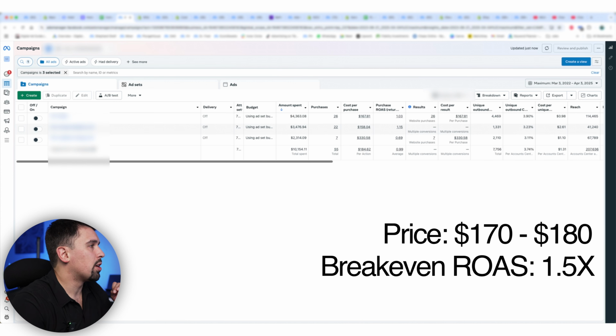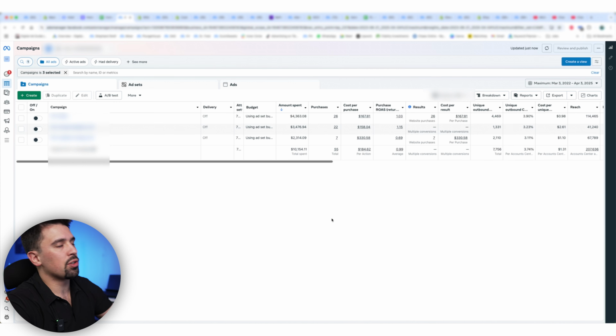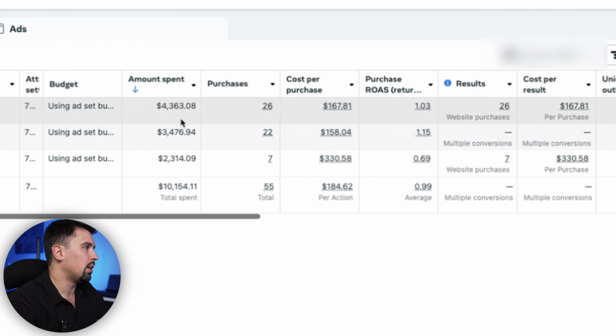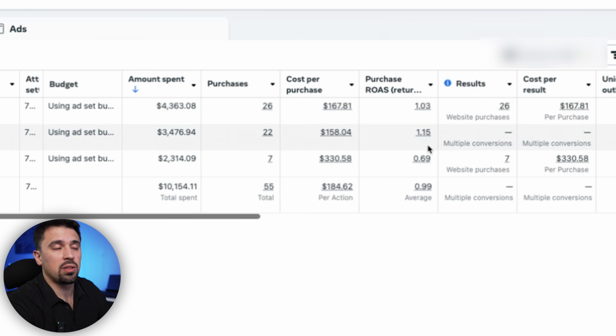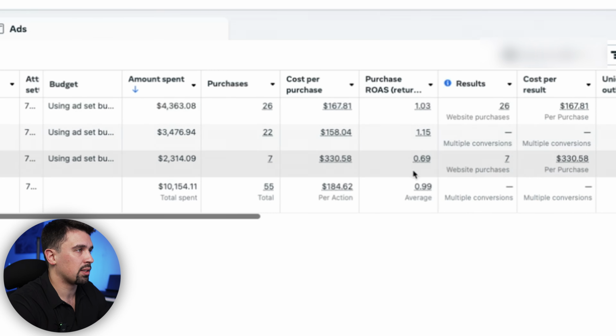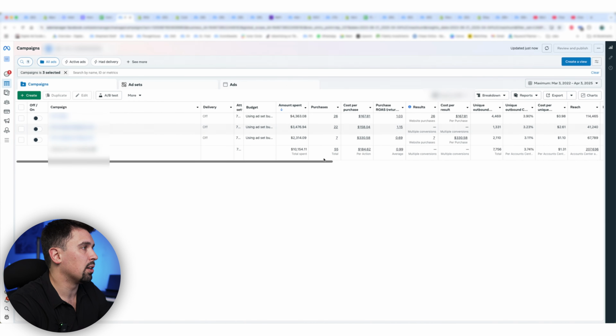Okay, so you can see here, these are some legacy campaigns that were managed by an old agency. And the first thing that I noticed here, obviously, was that they had spent quite a bit of money on these 3 campaigns. And they were spending and generating losses for this business owner. You can see they were at a 1x, 1.15, and 0.69. These are pretty serious losses here.